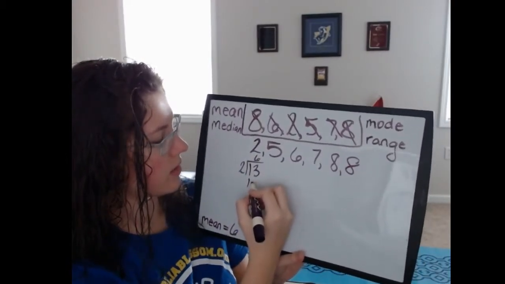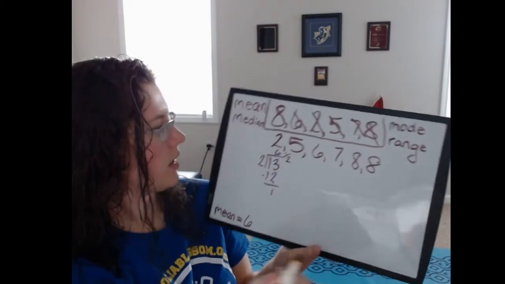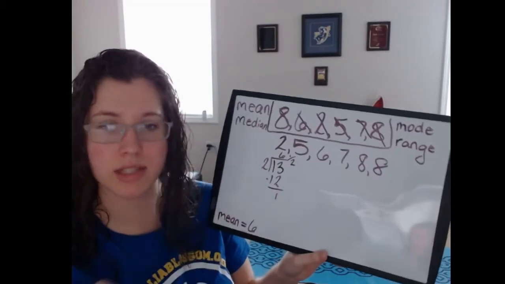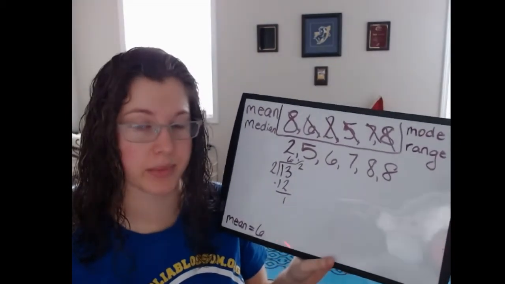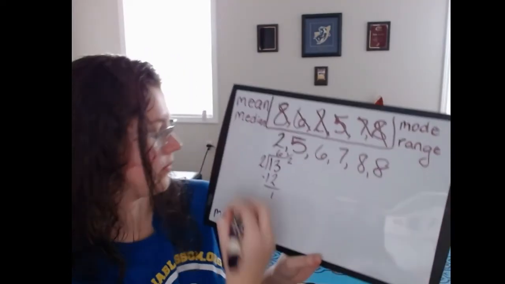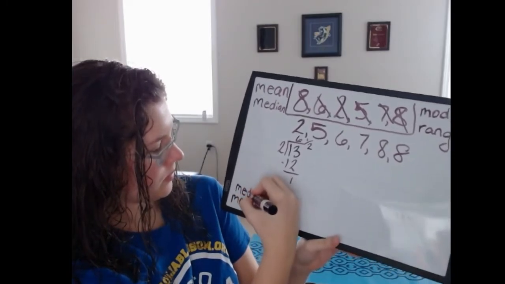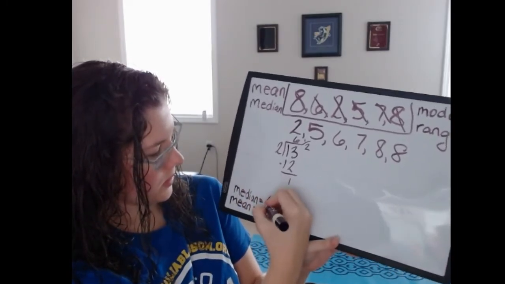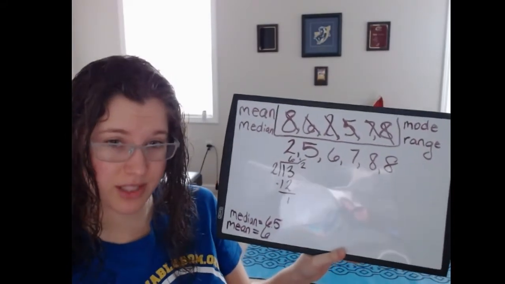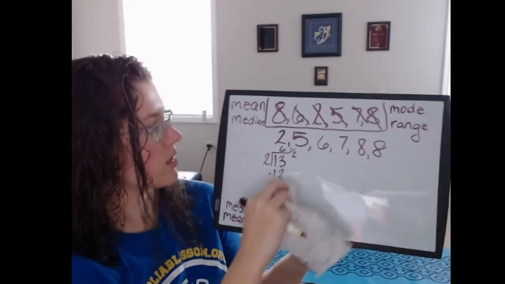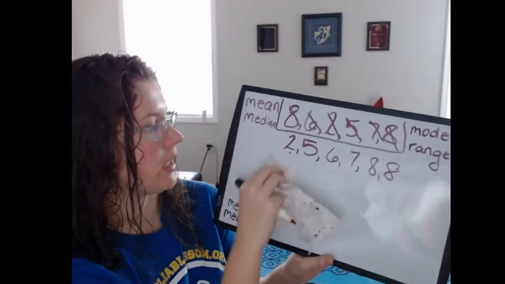2 can go into 13 6 times. You divide, and you get 6.5. That's okay. Or you could write it out as 6.5 if that made your heart happier, depending on what the question's asking you. So the median is 6.5. See how the mean and median are a little bit different? That is normal. You're not going to get necessarily the same answer for all of these. It'd be weird if you did.